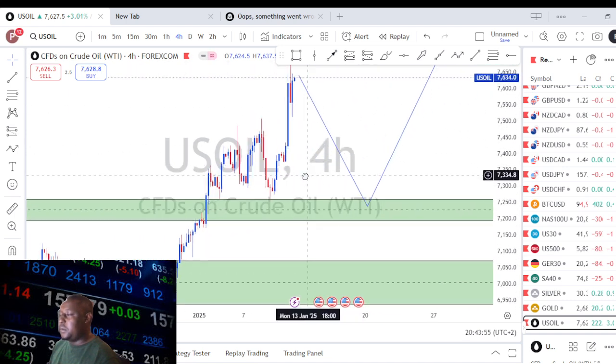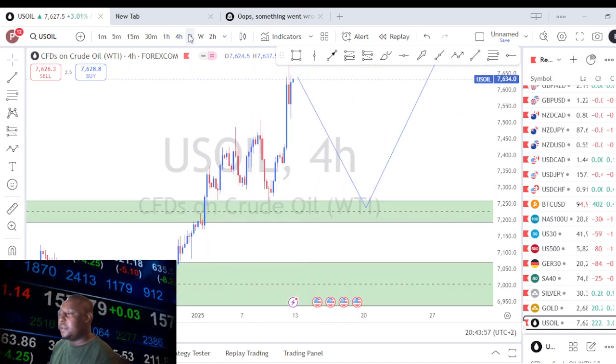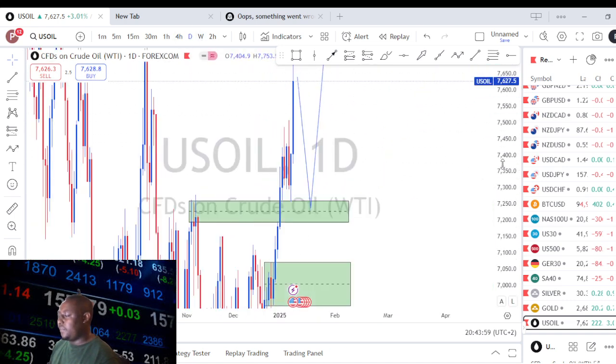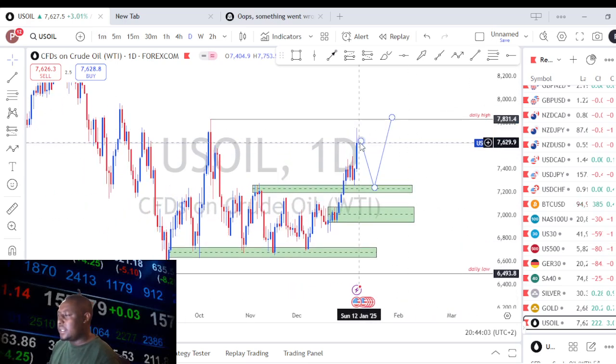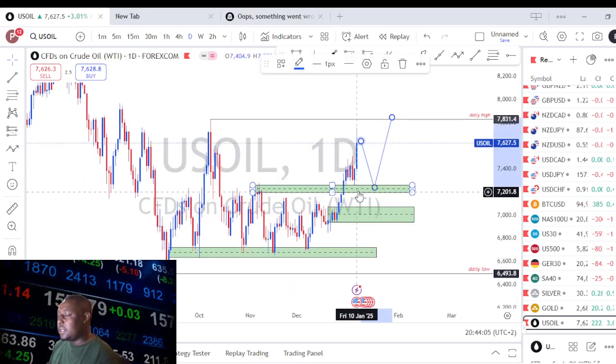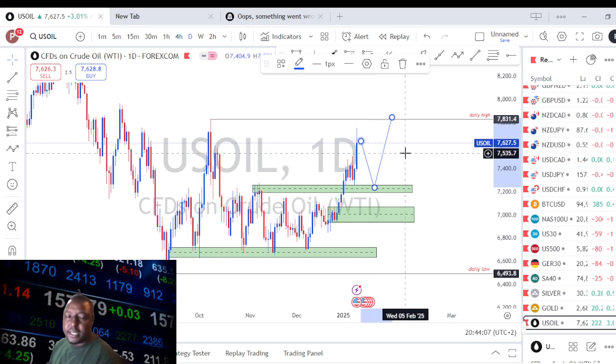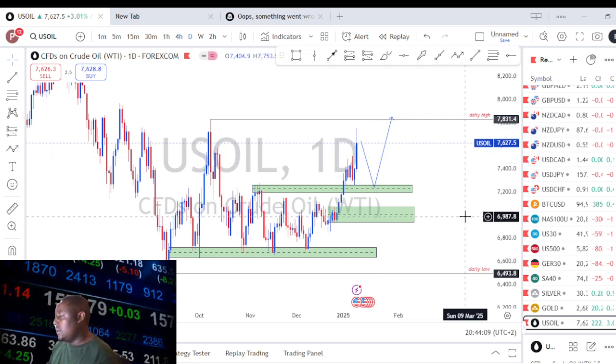That's all for me. So if I come back on a daily time frame, you start seeing a slowdown here. You start seeing a slowdown back to this level and then a push to the upside. Then I'll be interested in oil.